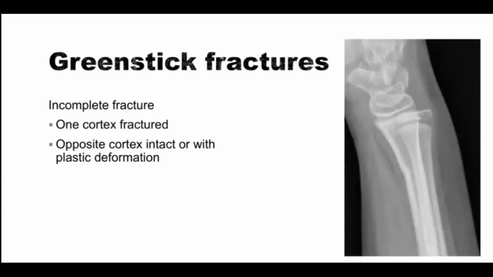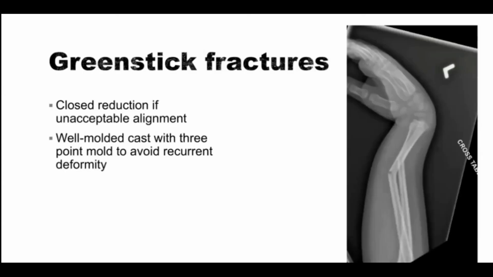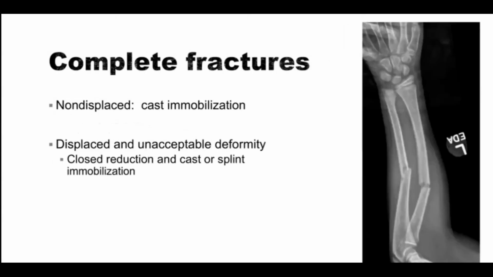Greenstick fractures are incomplete fractures. Some people call these buccal fractures. One cortex is fractured and the opposite cortex is intact or without plastic deformation. Many of these can be treated with a closed reduction and well-molded cast. So the treatment, again, as you're hearing for all of these, is pretty similar.